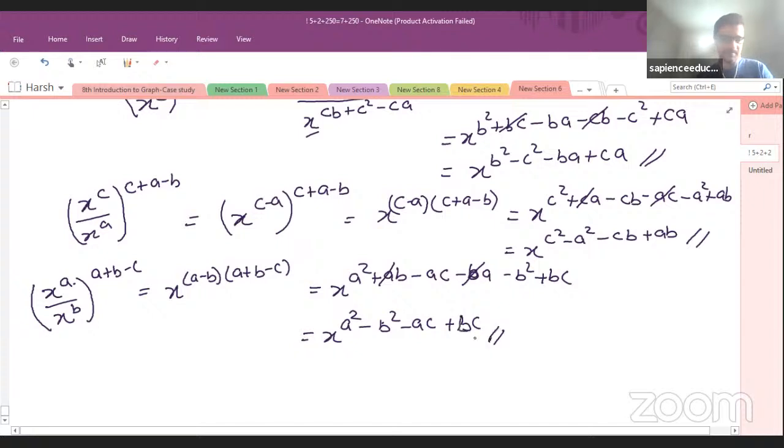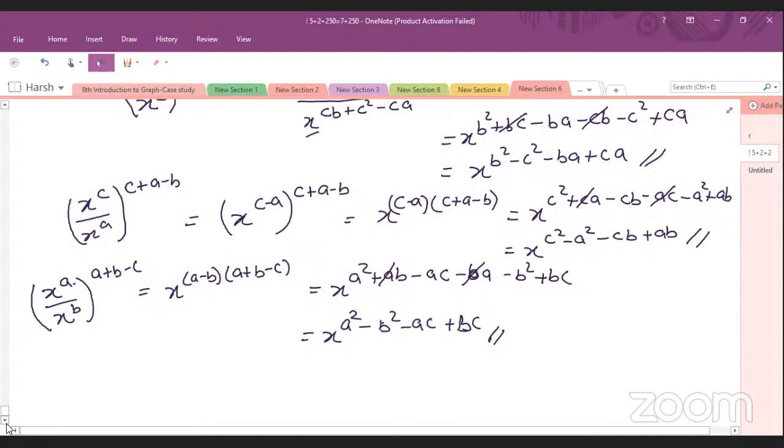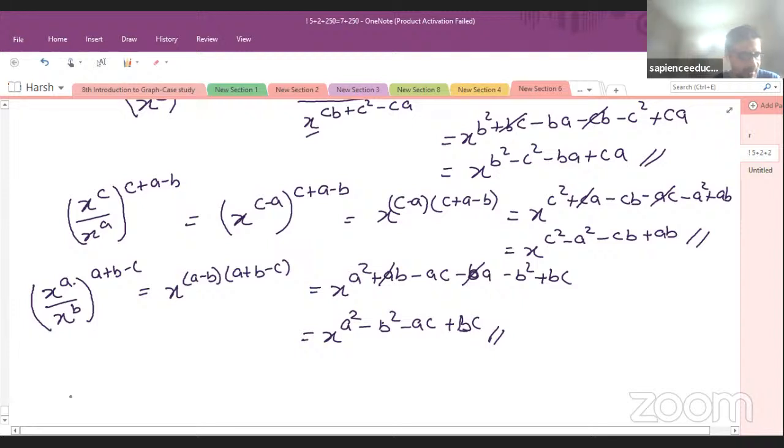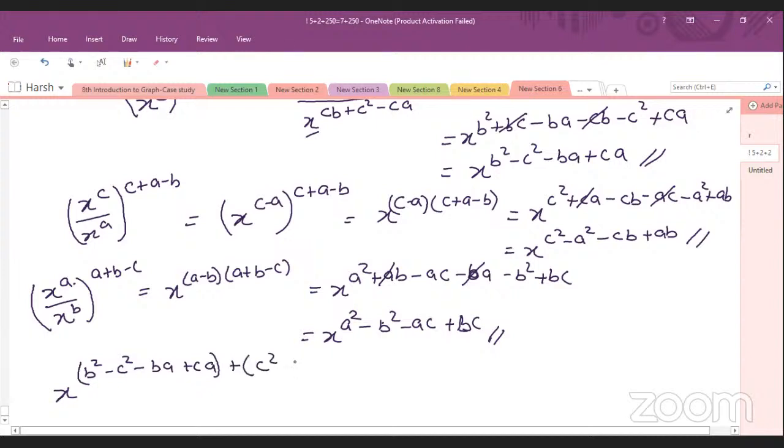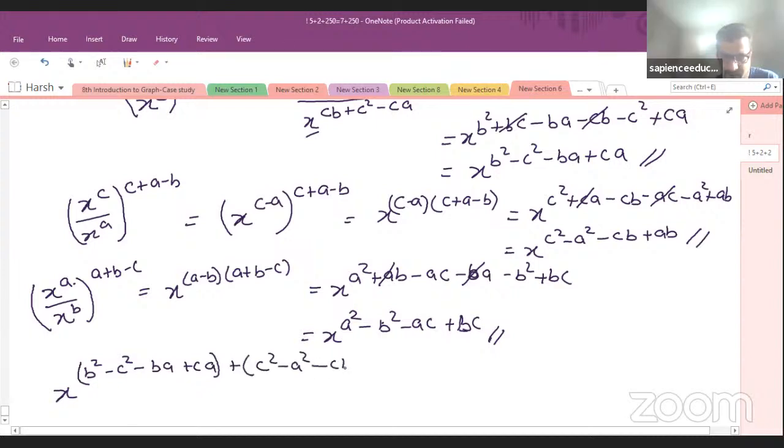Now what will be the next step, Mohit? Sir, then we take x as common, so the powers will get added. This is multiplication, so all the powers will get added. So x to the power: the first one is b square minus c square minus ba plus ca, plus c square minus a square minus cb plus ab, plus a square minus b square minus ac plus bc. Correct. Yes.